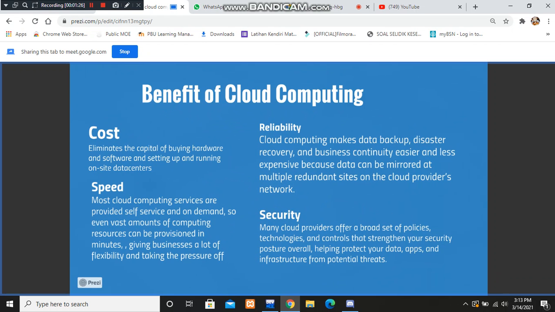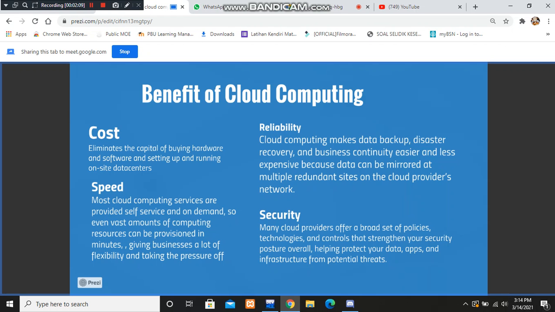Next is benefits of cloud computing. The first is cost. It eliminates the capital expense of buying hardware and software and setting up and running on-site data centers. And then the speed. Most cloud computing services provide self-service and on demand, so even vast amounts of computing resources can be provisioned in minutes, giving businesses a lot of flexibility and taking the pressure off.